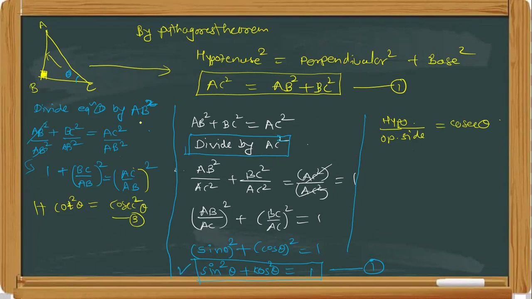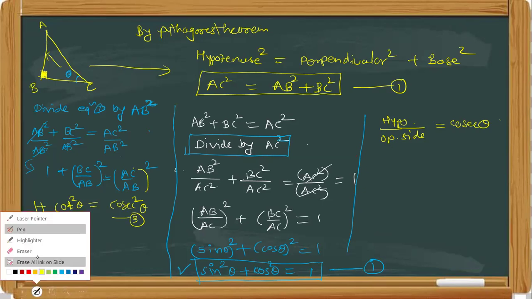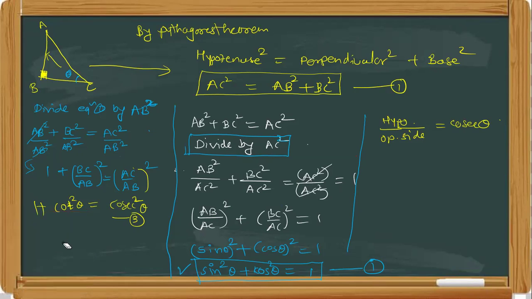The second is when you divide by BC square. Now divide by BC square and form the next identity. Again, divide equation 1 by BC square. Then it will be AC upon BC, the whole square, equals AB square upon BC square plus BC square upon BC square.